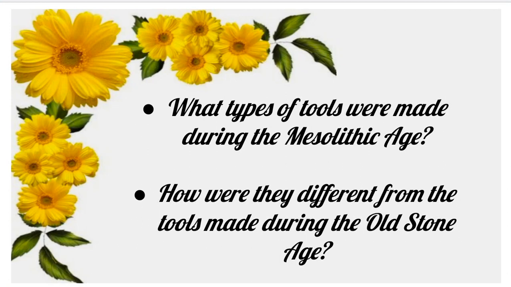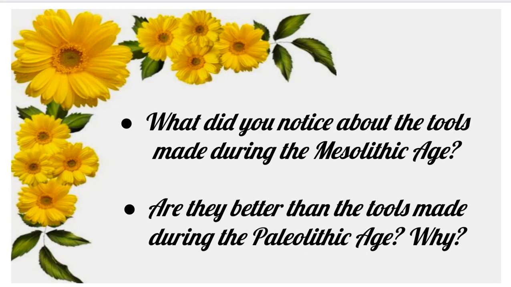Okay, then what did you notice about the tools made during the Mesolithic age? So, simply we notice that Mesolithic tools were smaller in size compared to the Paleolithic age and looked sharper. Means the tools used in the Paleolithic age were not as sharp as Mesolithic tools. Okay, means day by day they are improving in their tools.